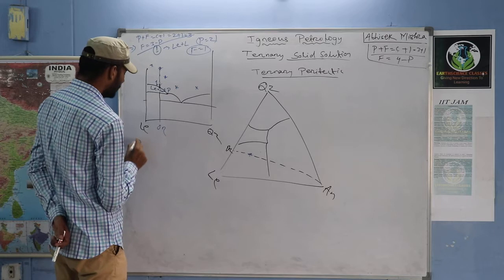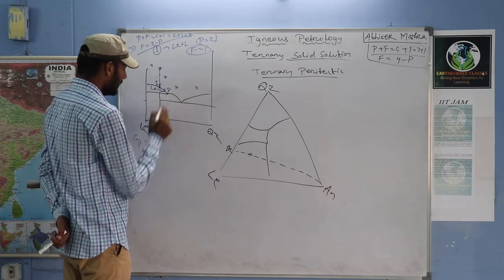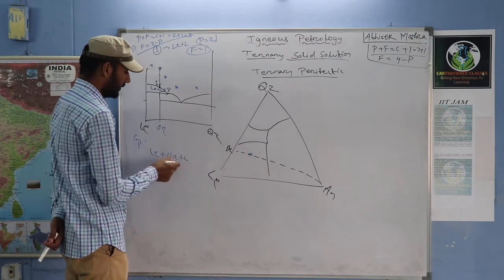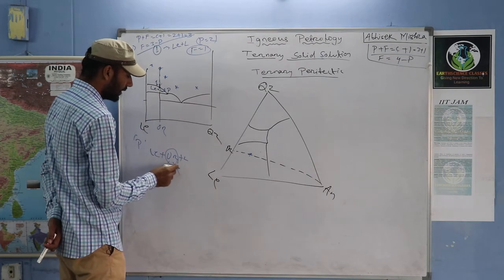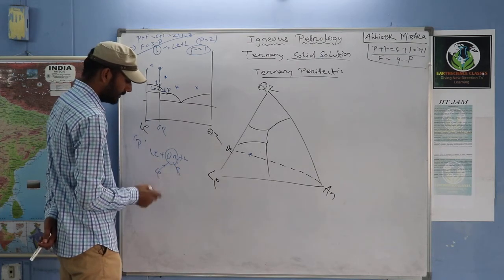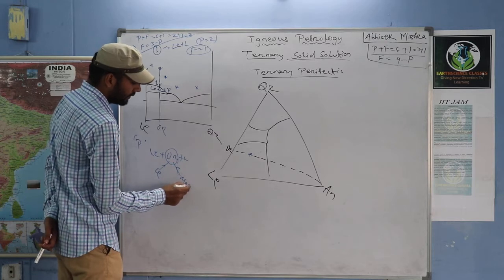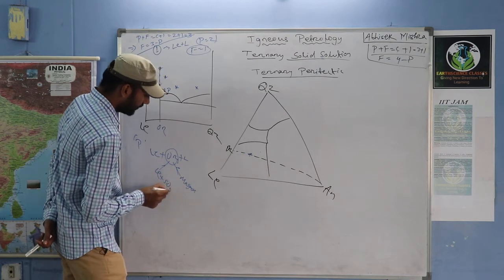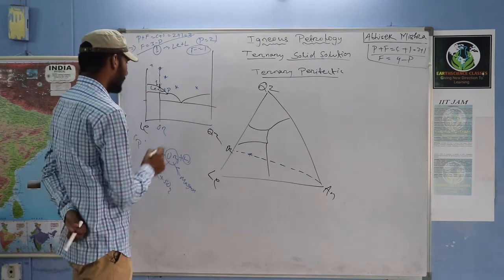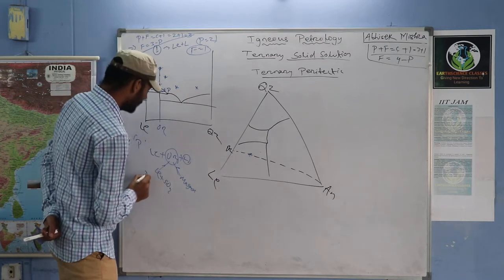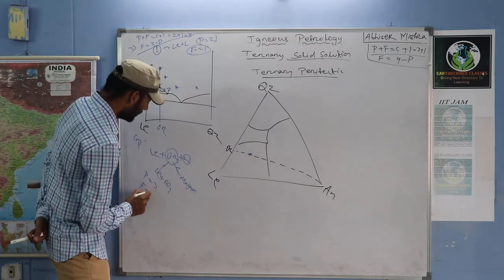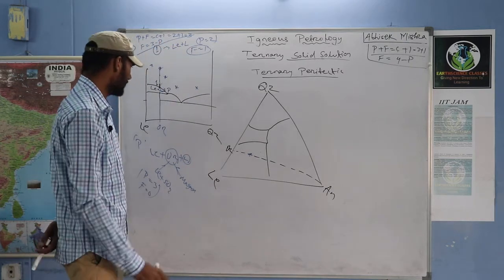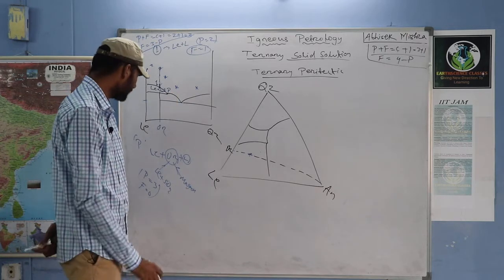At point P, what will happen? At P you are getting leucite plus orthoclase plus liquid. This orthoclase, as I have told, can be formed in 2 ways: directly from magma, or from leucite and SiO2 from this liquid. So here the phases become 3, and the degree of freedom becomes 0, right? That is 3 minus P, so the degree of freedom becomes 0 here at the peritectic point.